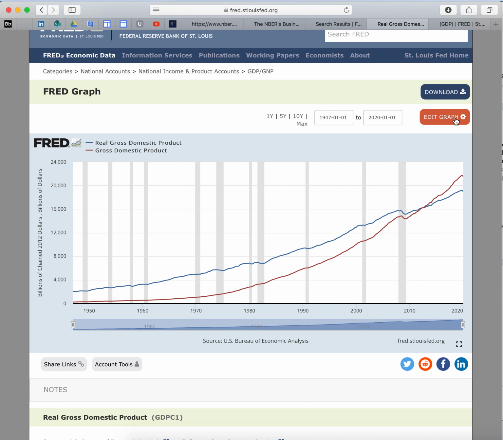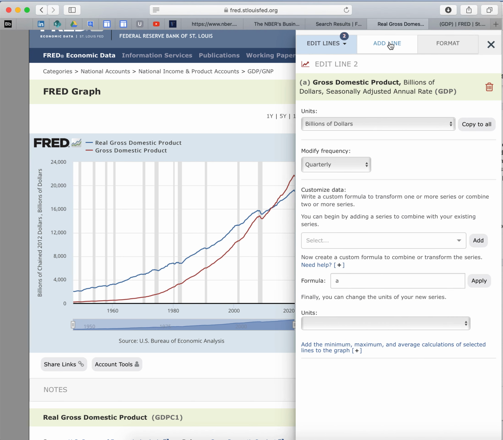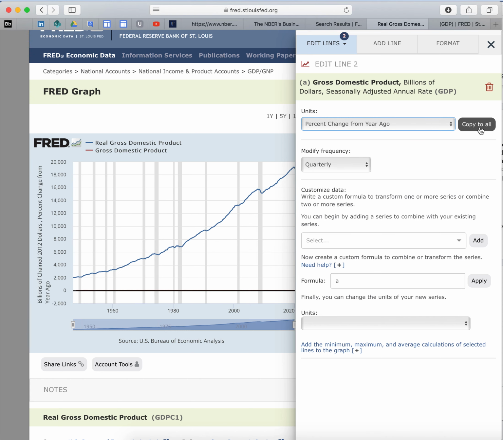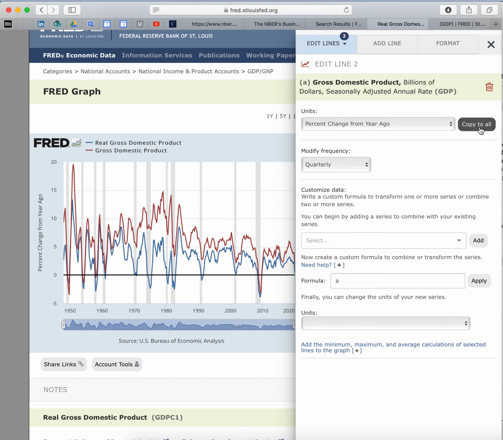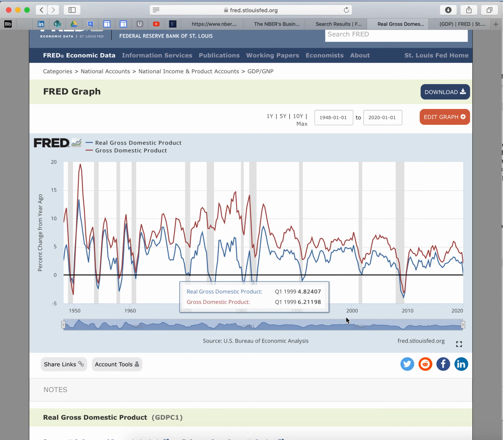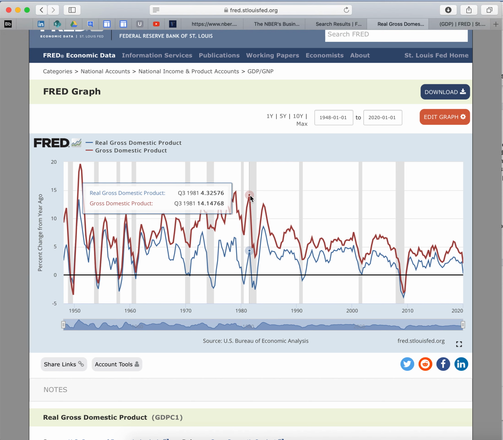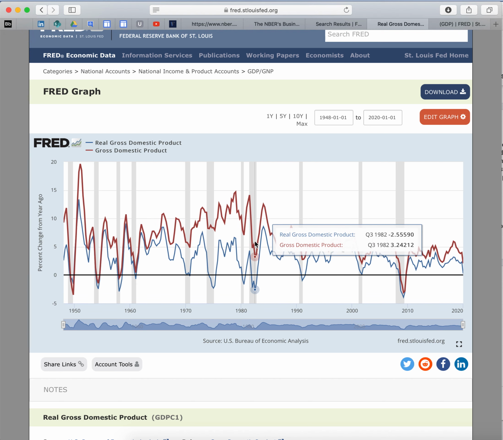So when we look at nominal and real GDP, it's important over time to look at real GDP. When we go into the graph, we're going to edit, and we're going to do percent change from a year ago. This gives us economic growth. This is the rate of change. And you'll notice that the red line's far greater than the blue line. And in fact, you'll notice in some instances right here in the 1980s that the blue line was negative while the red line stayed positive.